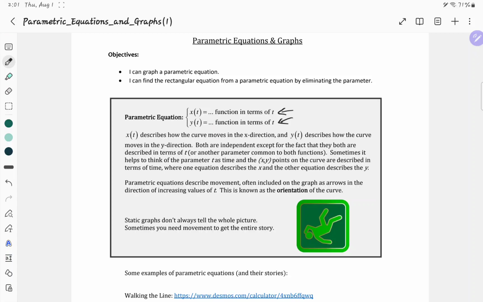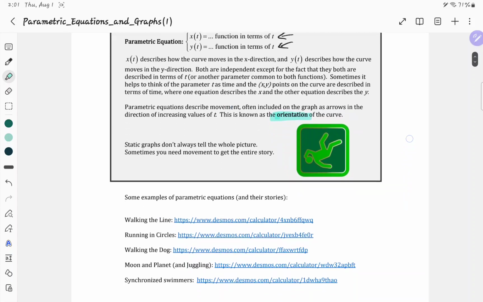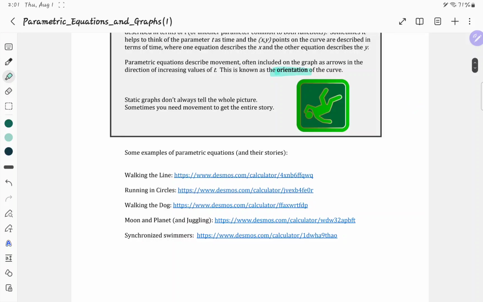The thing about parametric equations is that there is movement involved, right? Static graphs like parabolas and circles and things like that don't always tell you about movement. So that's going to be one thing that's added into parametric equations that is not in normal graphs. And this is what we call the orientation. So the orientation is the movement of the curve. And that is something that we're going to want to take a look at as we go through and investigate parametric equations.